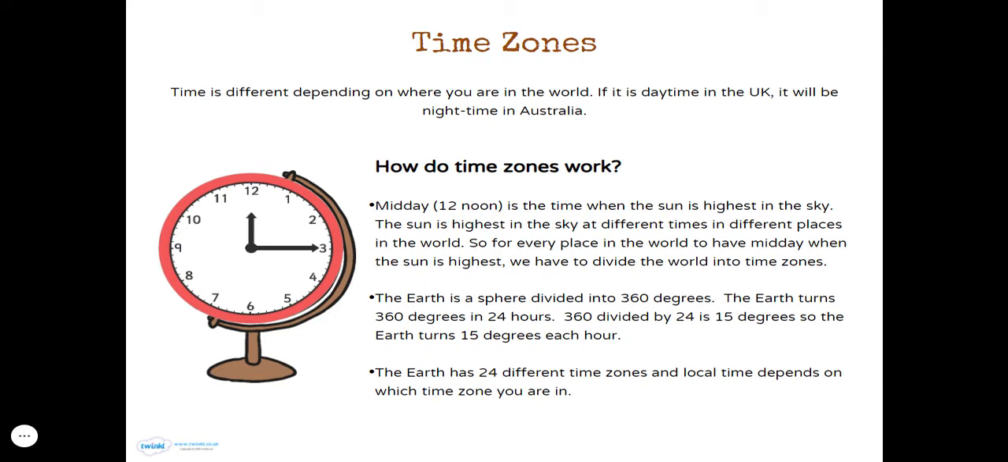So for every place in the world to have midday when the sun is highest, we have to divide the world into time zones. So the Earth is a sphere, okay, and it's divided into 360 degrees. The Earth turns those 360 degrees in 24 hours. So if we divide the 360 by 24, we know that the Earth will turn 15 degrees each hour. The Earth has 24 different time zones, and local time depends on which time zone you are in.